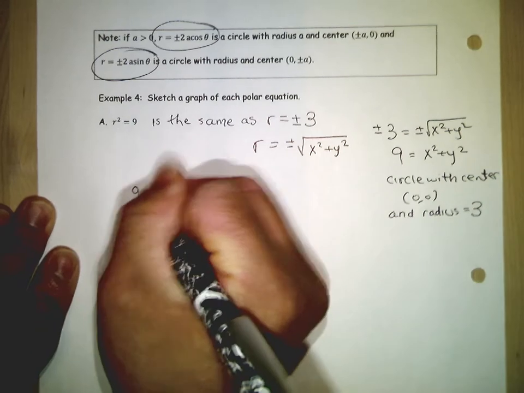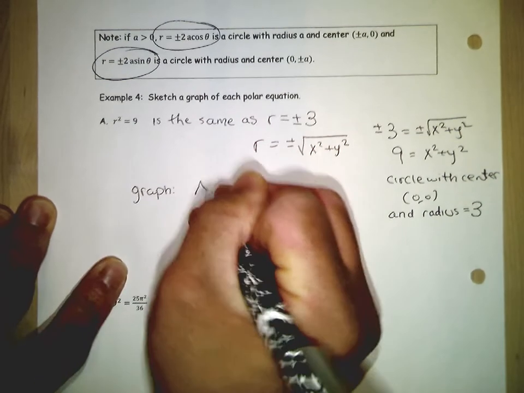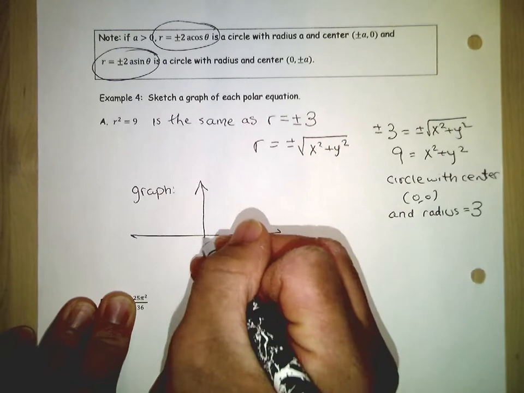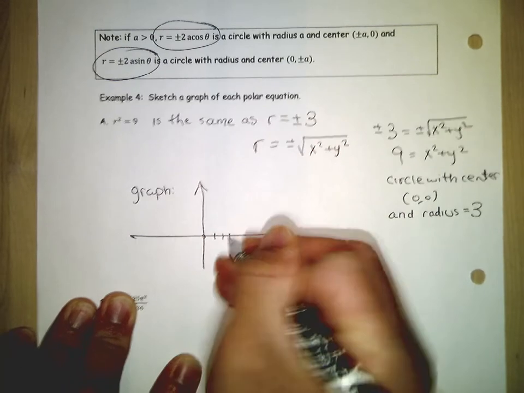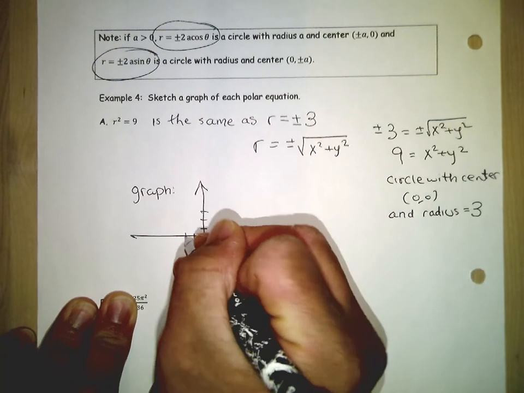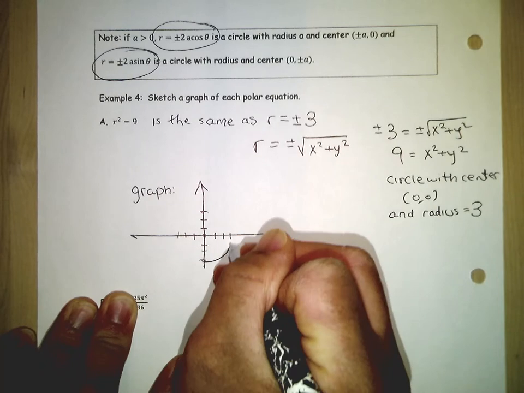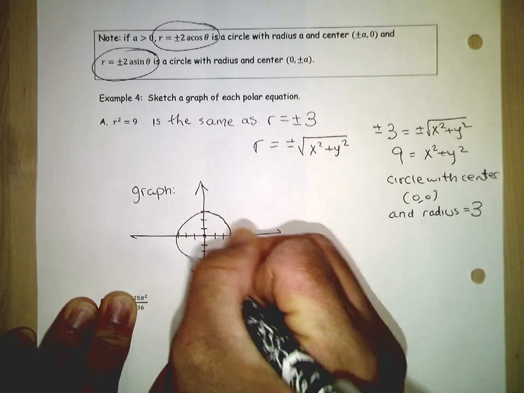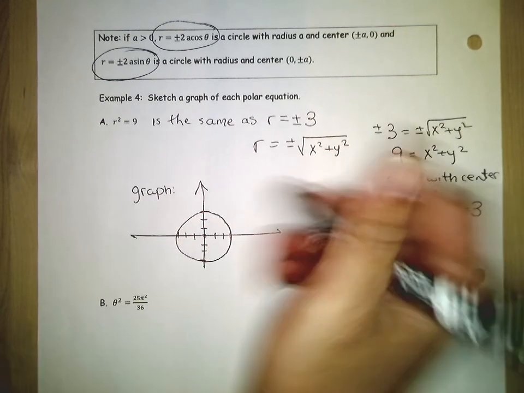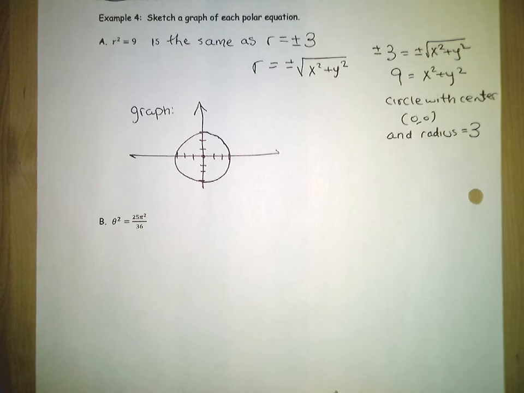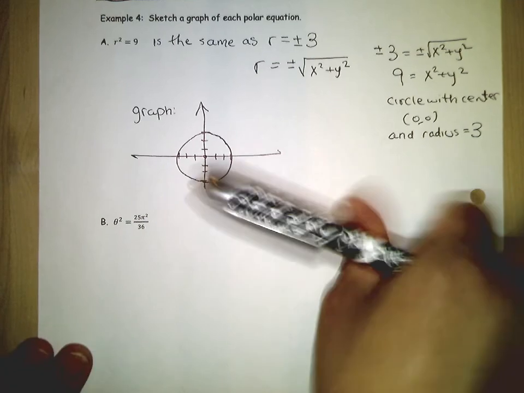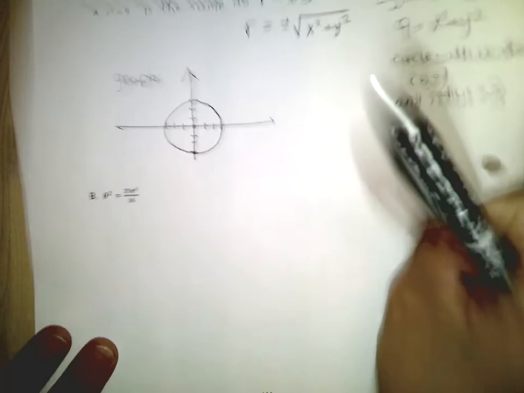So here is a graph of what this would look like. All right, center 0, 0, radius 3. So here we go, radius 3. And this is the equation of the circle and what the graph of it would look like. All right, let's look at the next one.